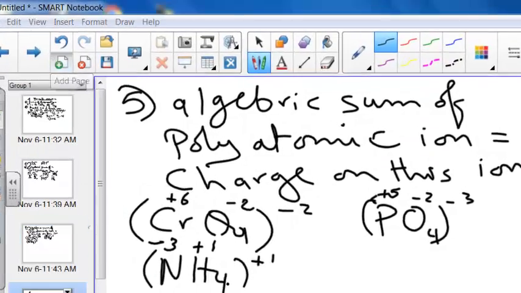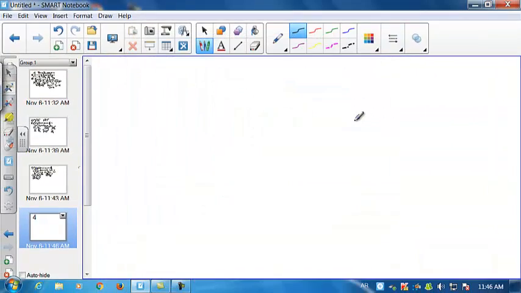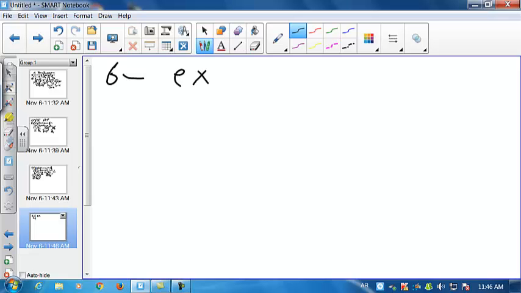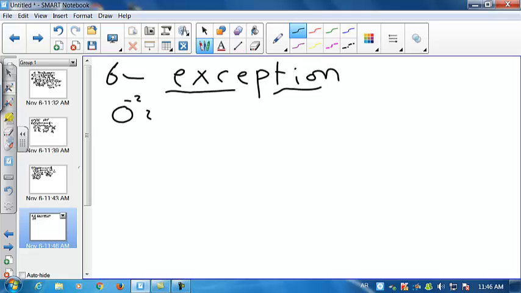Number 6: Exceptions. And for sure, you will have some of the exceptions in the exam. What are the exceptions? I said before that the normal oxidation number for oxygen is -2, except in 2 cases.